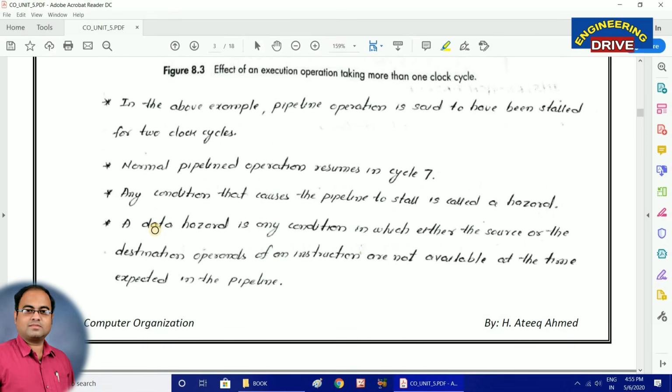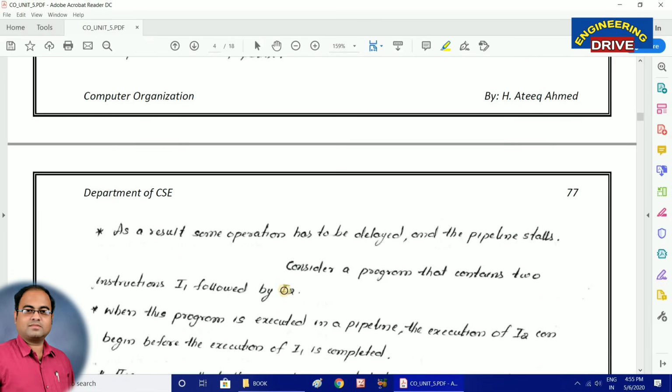Now one more definition: a data hazard is any condition in which either the source or the destination operands of an instruction are not available at the time expected in the pipeline. Now I will take one more example. Consider a program that contains 2 instructions, I1 and I2. Let us say these are the 2 instructions.